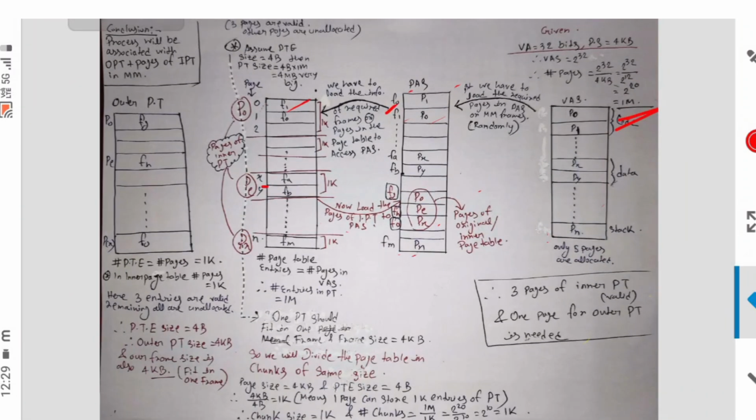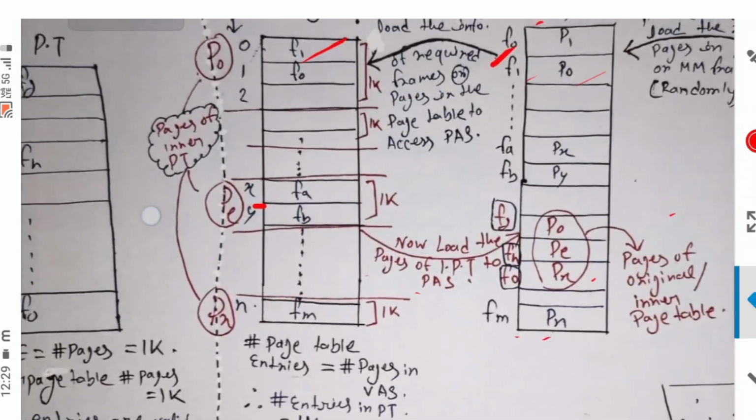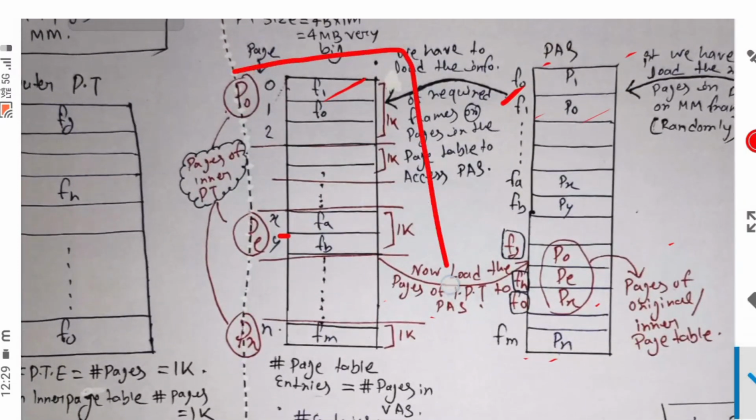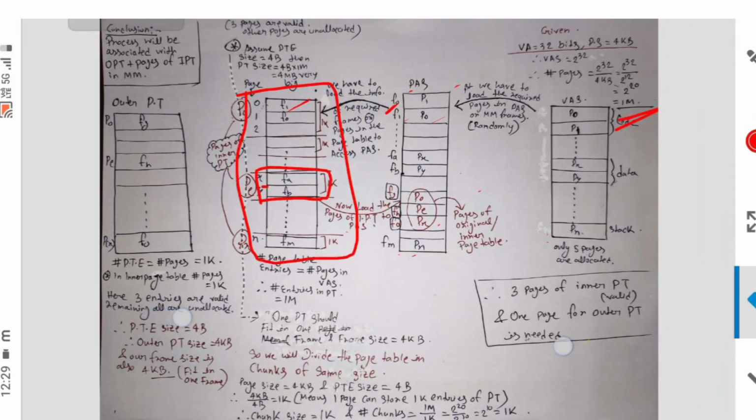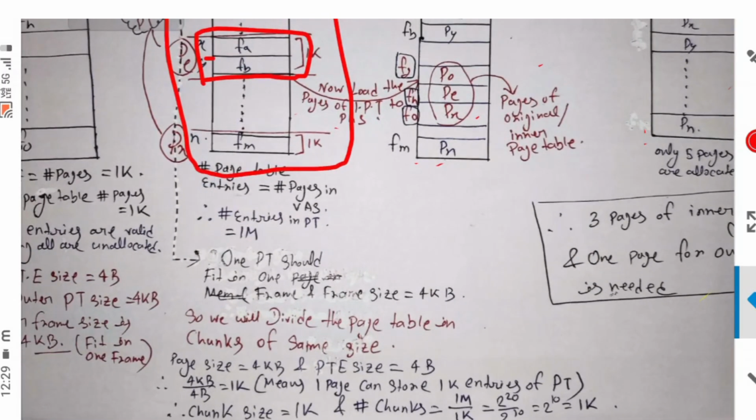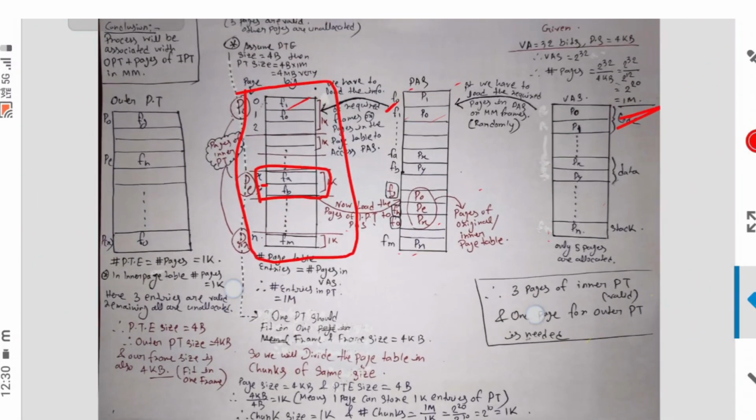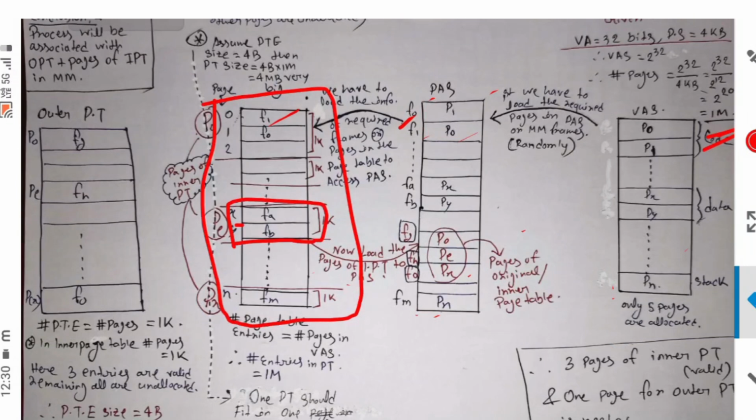And the number of chunks, how much? The total page table has 1M entries, or 1 million, or you can say 1 mega, and one chunk size is 1K. To find the total number of chunks, we have to divide the page table size by the chunk size. So the number of chunks is also 1K, or 1024.